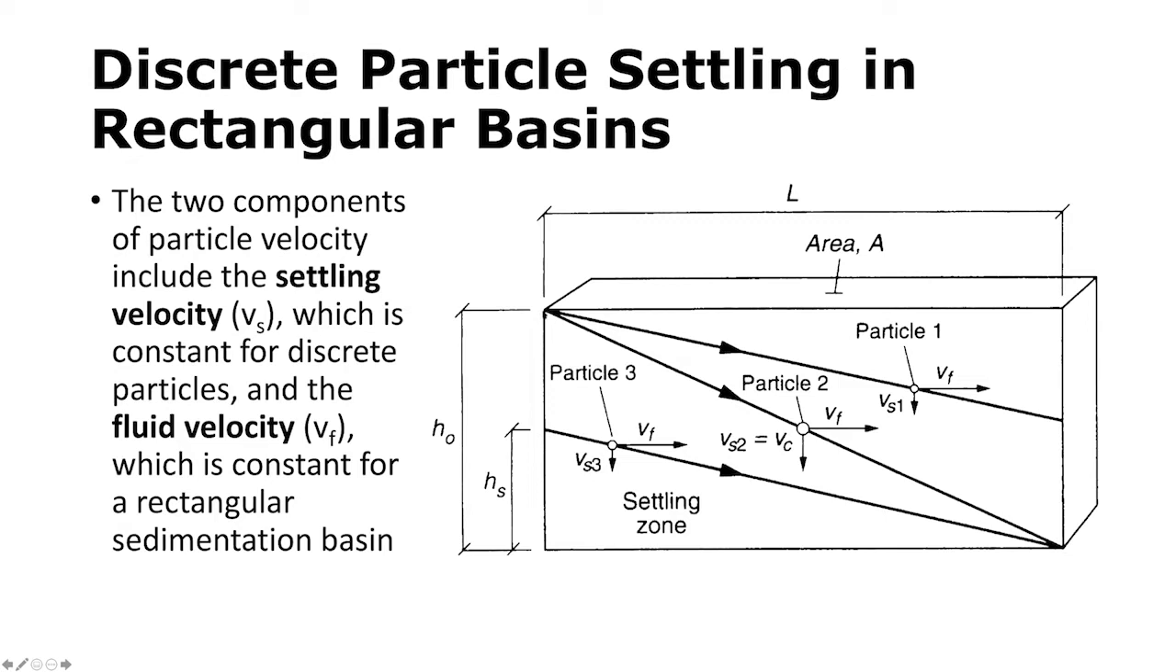Particle 3 has a similar trajectory as particle 1. However, instead of starting at the top, let's suppose it enters the reactor halfway. So it has a slower settling velocity, but it only has half the distance to go. Just like particle 2, this particle would make it all the way down to the bottom before reaching the end of the reactor. So in this case, particles 2 and 3 would be settled out. Particle 1 might not be settled out from the water.